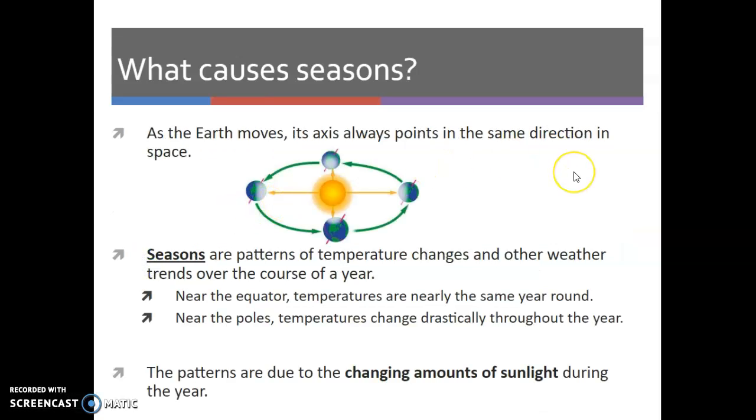As the Earth moves, its axis always points in the same direction in space. So you can see that in that top picture. You can see the little red axis going through. Seasons are patterns of temperature changes and other weather trends over the course of a year. Near the equator, temperatures are nearly the same year-round because they're pointing towards the sun pretty much the same way. Near the poles, so the North and South Pole, the temperature can change drastically throughout the year. During the summer, they get nearly 24-hour-long days, and during the winter, nearly 24-hour-long nights. So the patterns are due to the changing amounts of sunlight during the year.